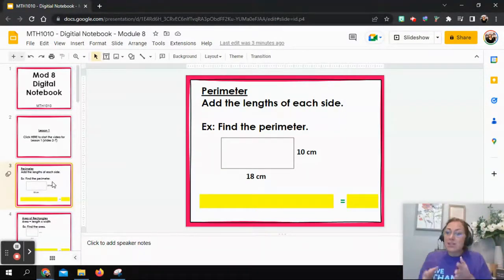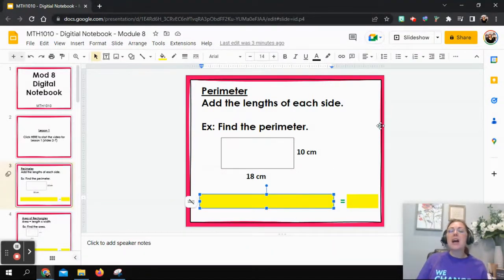And so we have to know those pieces so that we don't just look at this rectangle and say, oh, well, the perimeter is going to be 10 plus 18. Just because the other sides are not labeled doesn't mean that we don't have to add them as part of our perimeter. So for this rectangle, we are going to add 10 plus 18 plus 10 plus 18. We've got to include the sides that aren't labeled.